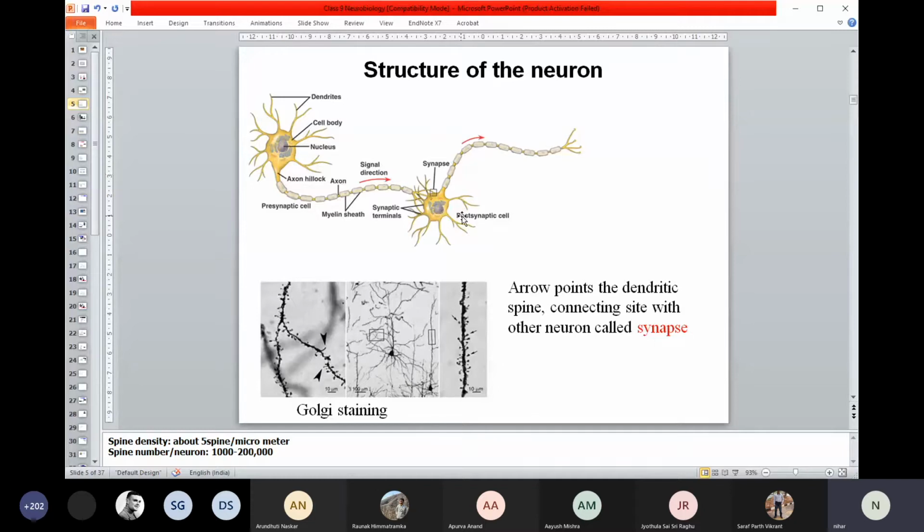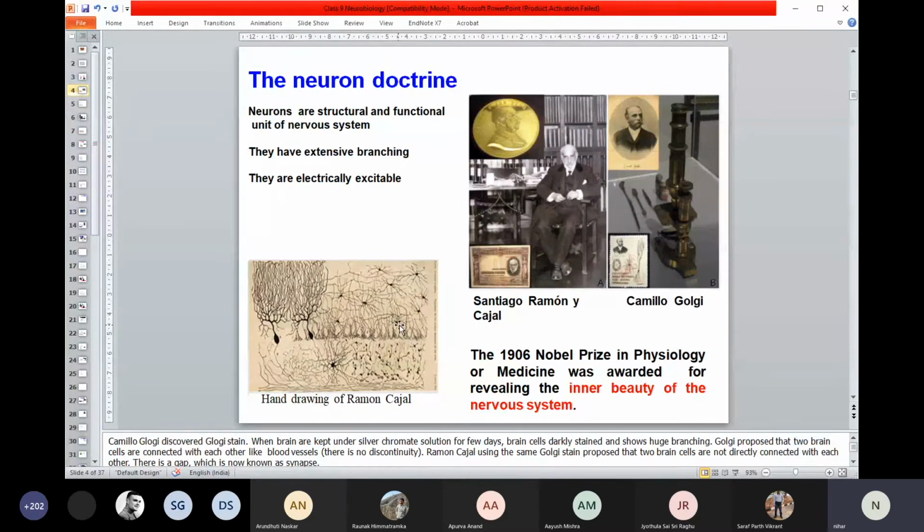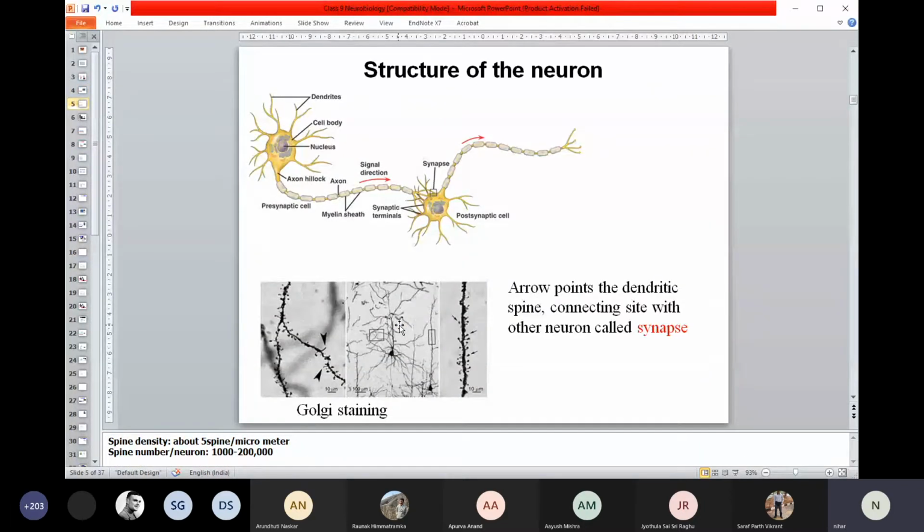But if you use this Golgi stain, what we are showing here is a very low magnification image. If you use a very high magnification, say a 40x objective of a microscope, along with mineral oil, as we have talked about, you can see pictures here. In some parts, there are small extended structures, and these extended structures are called dendritic spines.